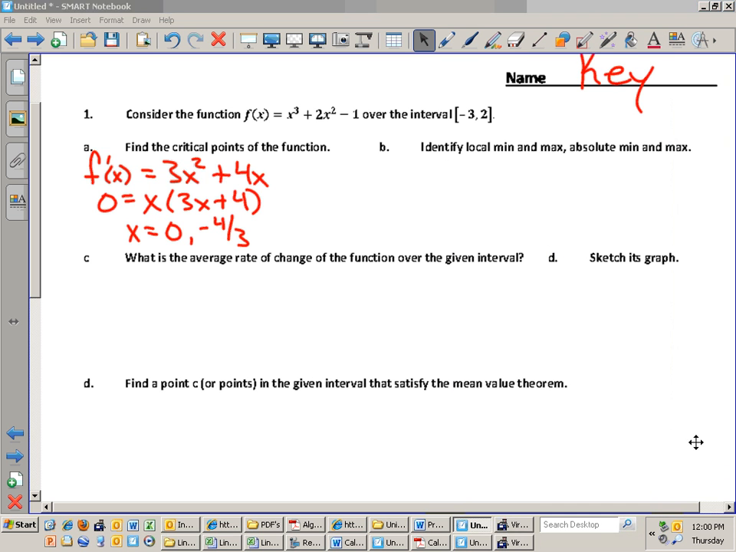Endpoints. So if you want to find absolute min and max of that graph, we'll sketch it in just a second here. But I must check local min and max. I must also, or these points right here, these critical numbers, I must also check the endpoints. So I'm going to do f of -3, f of -4/3, f of 0, and f of 2. We're going to see what kind of outputs we get.